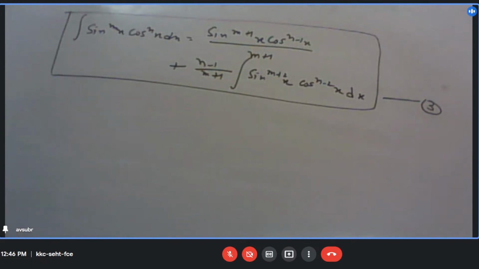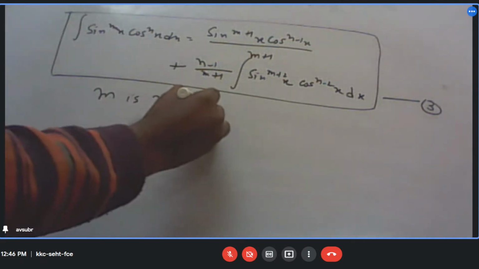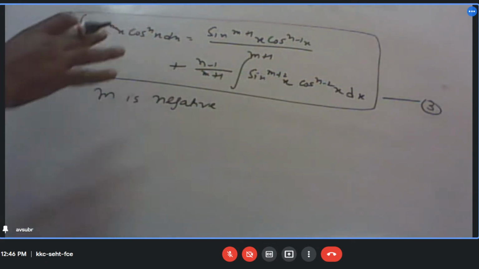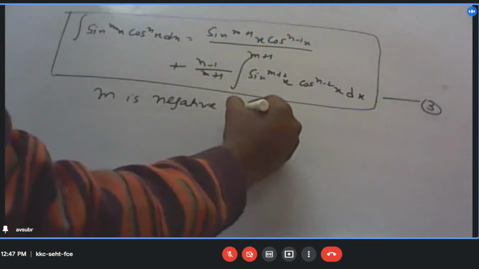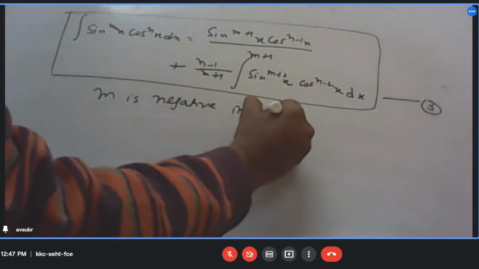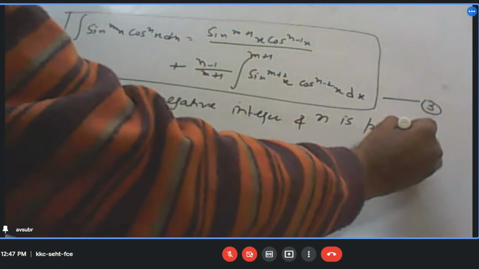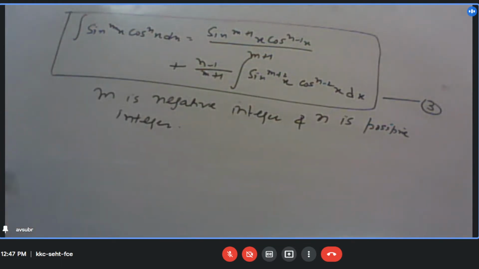So this particular formula which we have written in this form, it is more useful when m is a negative integer and n is a positive integer. I mean, you can use other formulas also. It is not that you cannot use other forms, but this is much more useful when m is a negative integer and n is a positive integer.